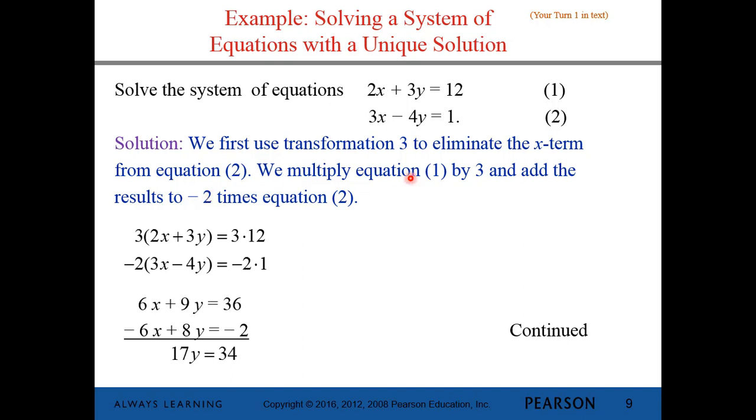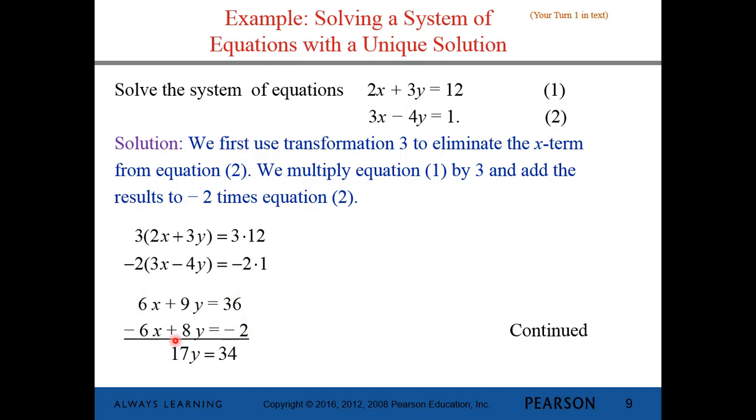And then we're going to add those together. So we're going to multiply equation 1 by 3, and then add that to negative 2 times the second equation. So right here, 3 times this is equal to 36. So we're going to get 6x plus 9y equals 36. And then we're going to multiply this by negative 2, and we're going to get negative 6x plus 8y equals negative 2.